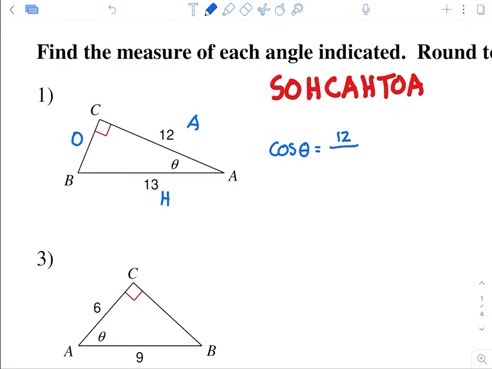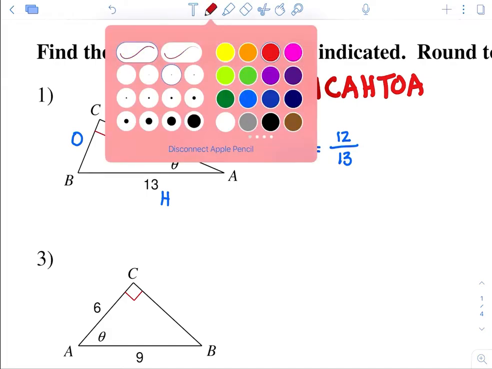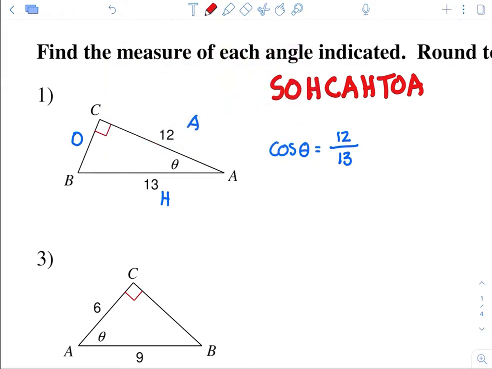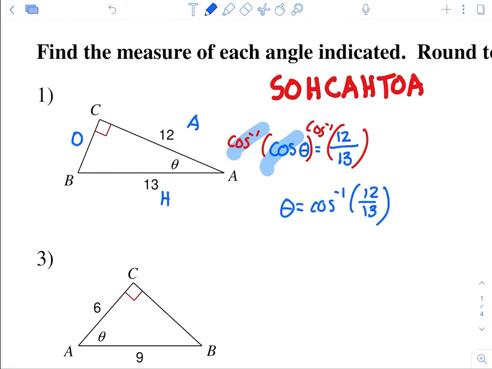adjacent over hypotenuse. To solve, we have to isolate theta, so we need to eliminate cosine. In order to do that, take cosine inverse of both sides. This cosine to the -1 power is called cosine inverse. These cancel, so theta is equal to cosine inverse of 12 over 13. Then in your calculator, do cosine inverse of 12 over 13.